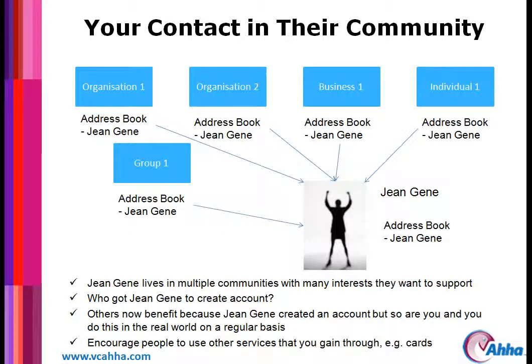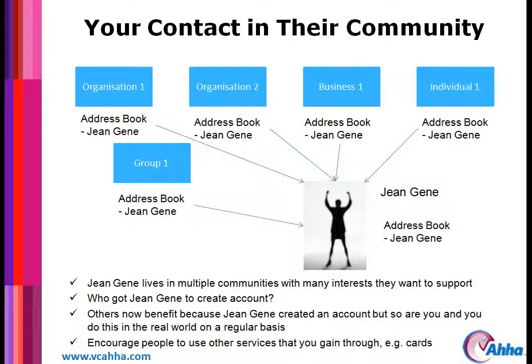And likewise, Jean has many friends. So she is also in the address book of Individual 1. And with Organisation 1, there's a group associated with it, and Jean may be in that address book as well. The point is this: Jean lives in multiple communities with many interests that she may want to support. So, an organisation, a business, or an individual does not have exclusivity over Jean.